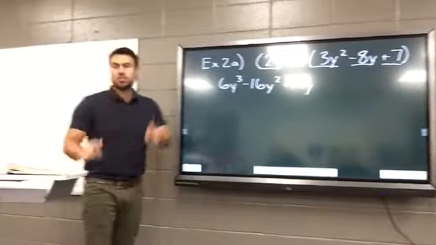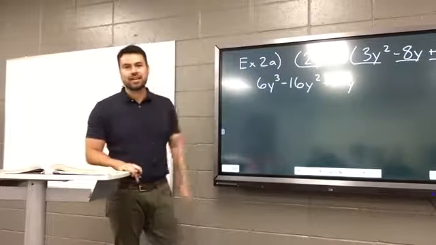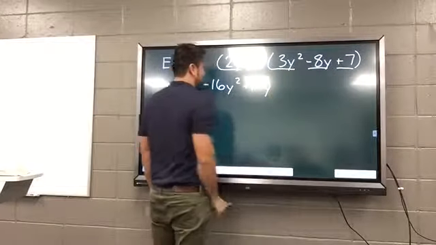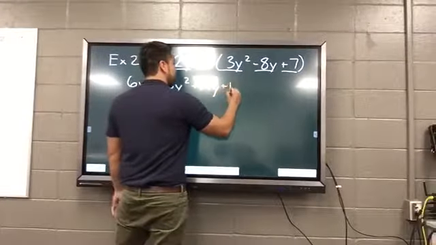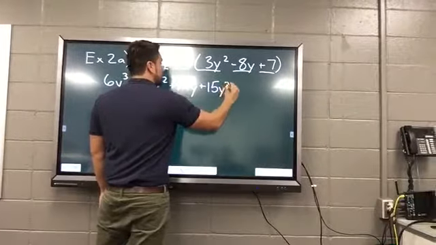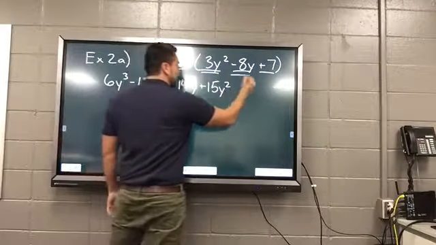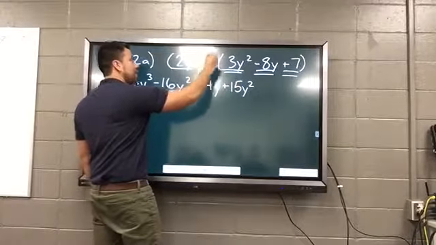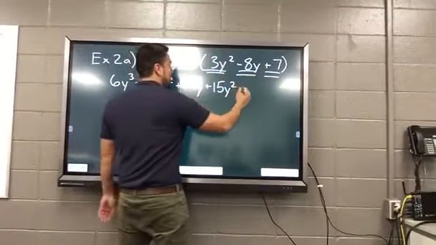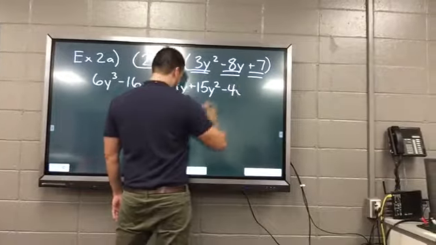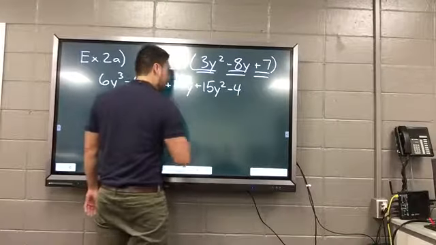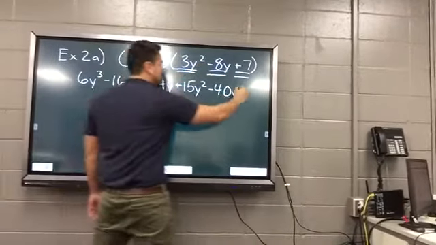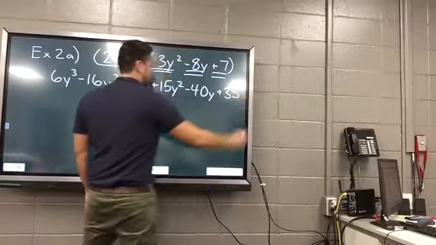All right. What's 2y times 7? Positive 14y. Okay, so you just distributed once. Now you're going to distribute a second time. Josh, what's 5 times 3y squared? 15y squared. So basically you're multiplying 5 by each one of these now. So 5 times 3y squared, 15y squared. 5 times negative 8y, negative 40y. And then what's 5 times 7? Positive 35. Okay?